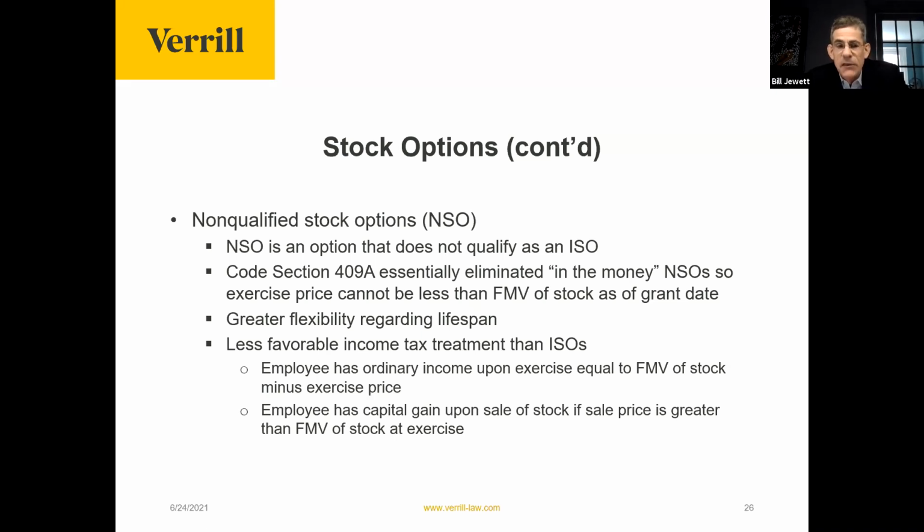And the tax treatment is less favorable than with ISOs. The employee has ordinary income at exercise equal to the fair market value of the stock minus the exercise price. And then when the stock is sold, the rest, if there's any gain on top of that, is capital gain at the lower capital gain rate.